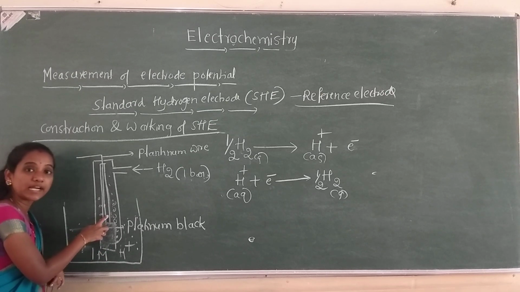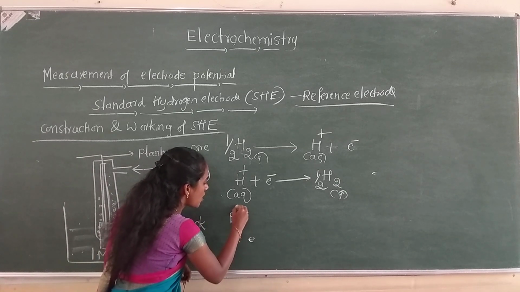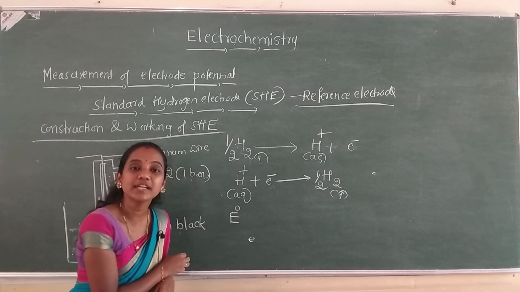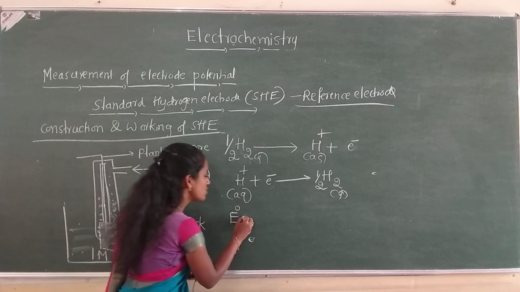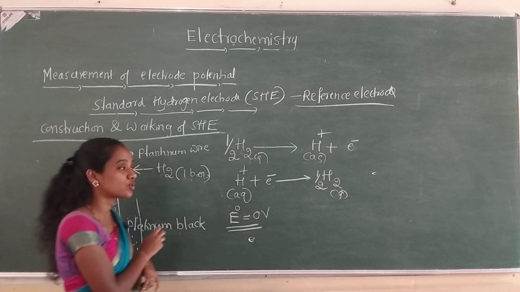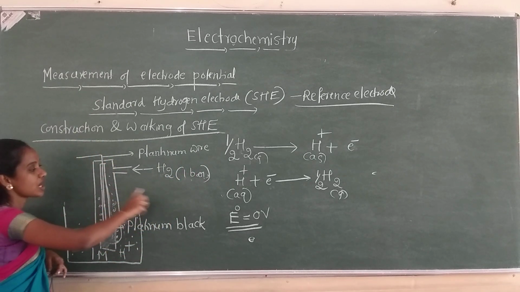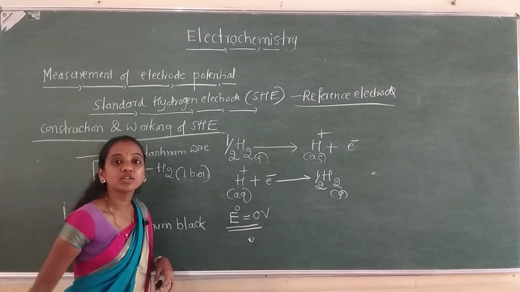There exists an electrode potential, and the value of the electrode potential is E naught. What is E naught? The standard electrode potential of hydrogen is found to be 0 volt. Since it is a reference electrode, because of the equilibrium, there exists an electrode potential. It is found to be 0 volt.